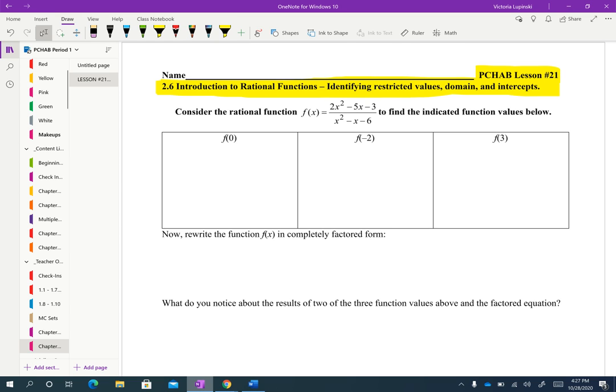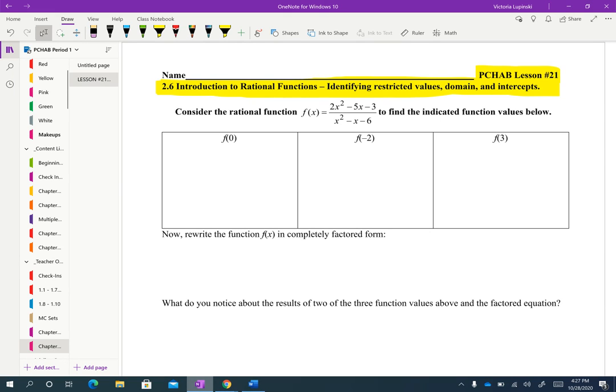All right, welcome everybody. Today we're going to talk about lesson number 21, which is section 2.6, an introduction to rational functions. We're going to talk about how you identify restricted values, how you find the domain, and how you find the intercepts.